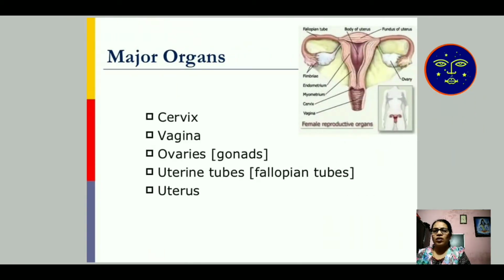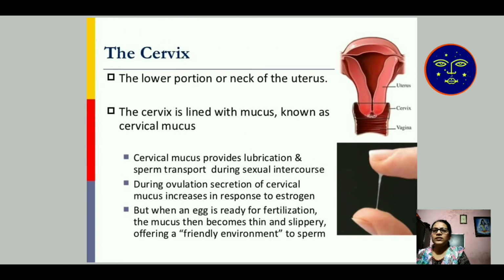Then the major organs are the cervix, vagina, ovaries, the uterine tube, also known as the fallopian tube, and the uterus. The cervix is the first part, which is mainly attached to the vagina and ovaries. Two ovaries are there, and two ovaries produce ova. The lower portion of the neck of the uterus is known as the cervix.